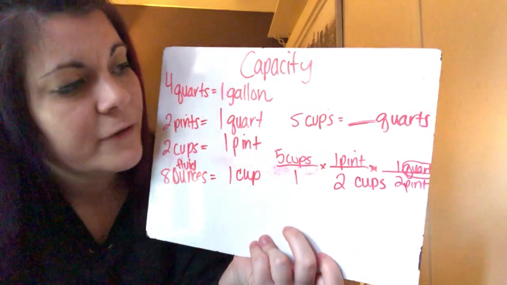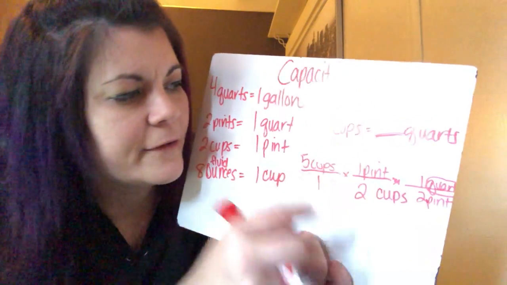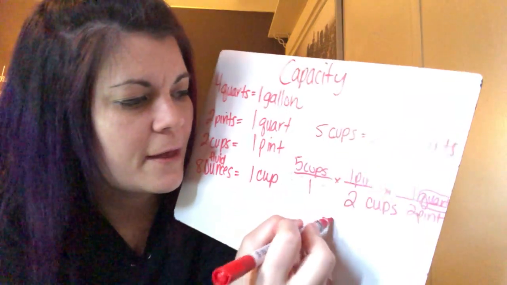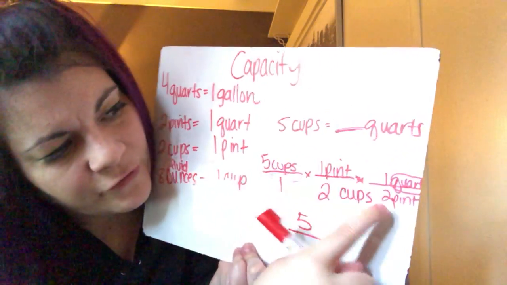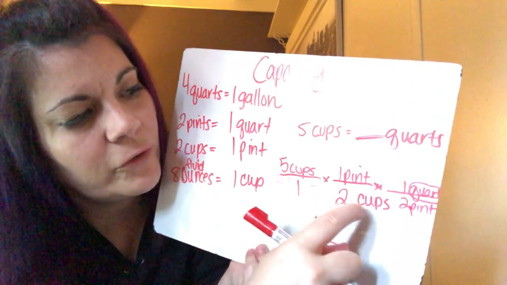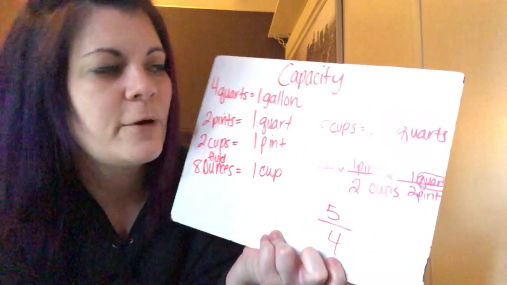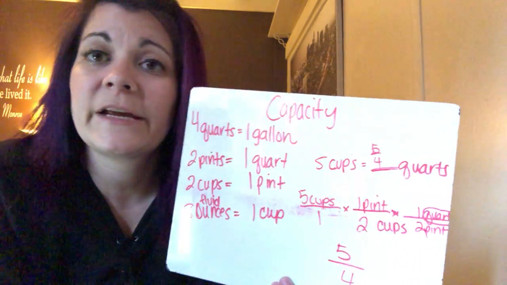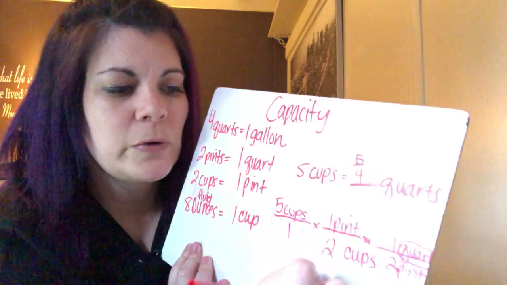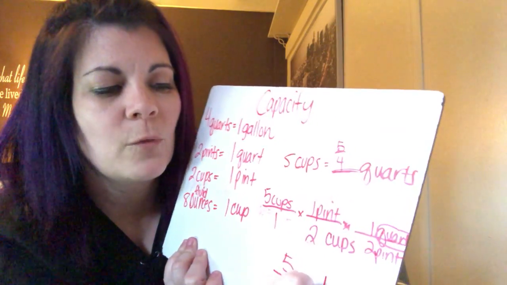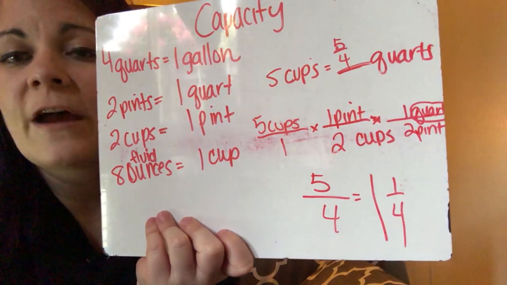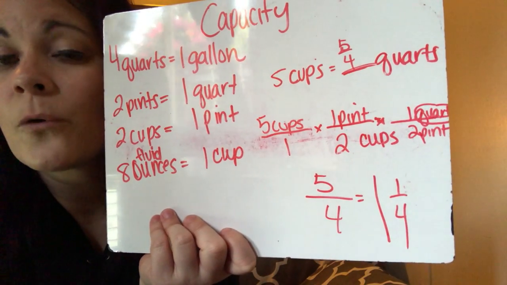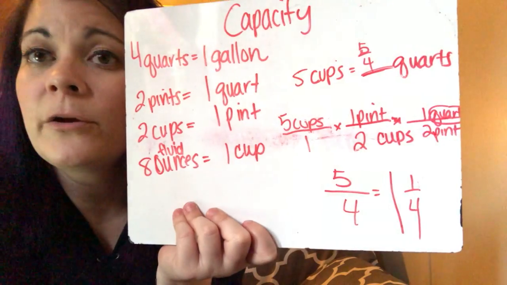I know I'm done. So just like fractions, I multiply what's on top. 5 times 1 times 1 is 5. And then multiply what's on bottom. 1 times 2 is 2, 2 times 2 is 4. So we have 5/4. So 5 cups is 5/4 quarts. And we can change that to a mixed fraction too. 4 goes into 5 one time with 1 left over. And we get 1 1/4. So 5 cups equals 1 1/4 quarts as well. And that's how you do it.